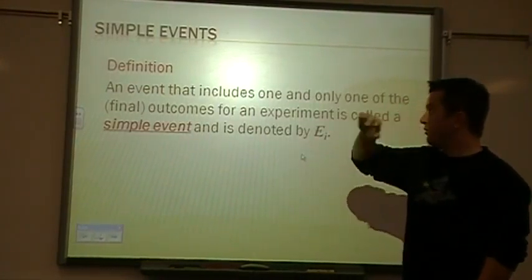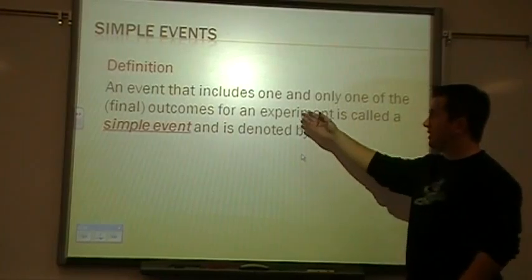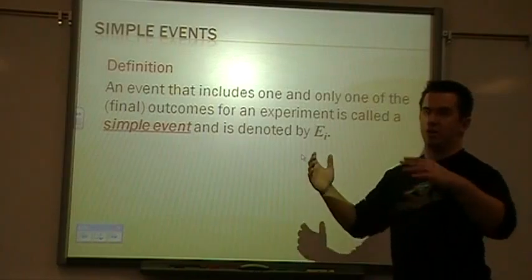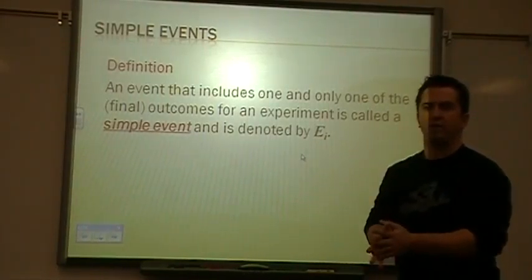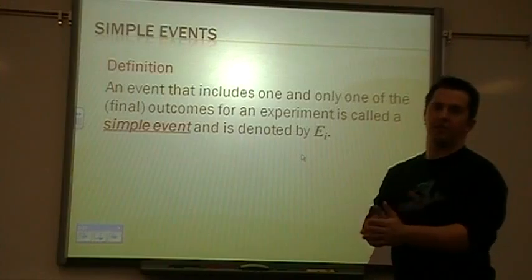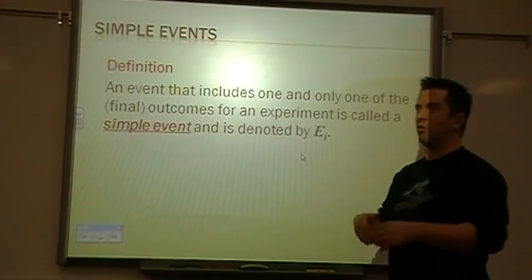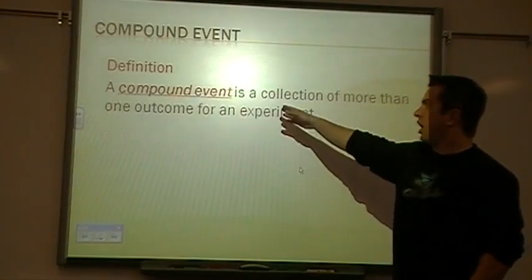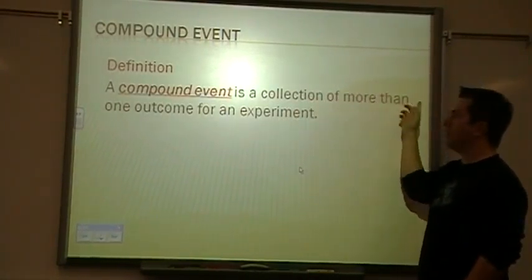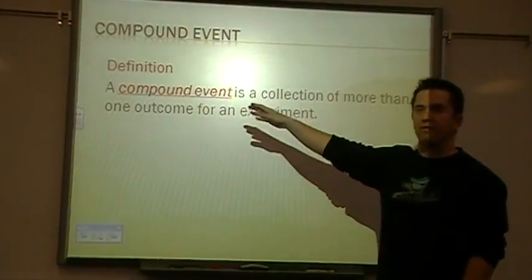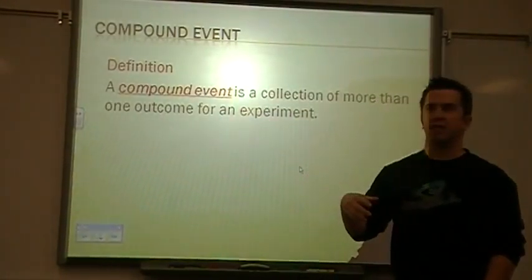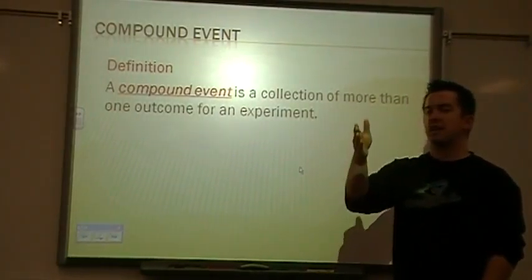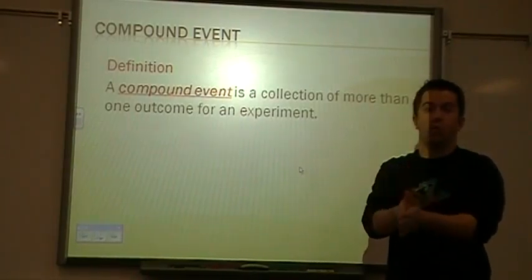We have different types of events. We have a simple event. That is one and only one of the final outcomes. So simple, you were tossing a coin twice and you got two heads. That would be a simple event because there's only one way of getting two heads. A compound event is a collection of more than one outcome. So for a compound event, take the probability of getting exactly one tail. Well, you can get a head, then a tail, or you can get a tail, then a head, but you still got exactly one tail.